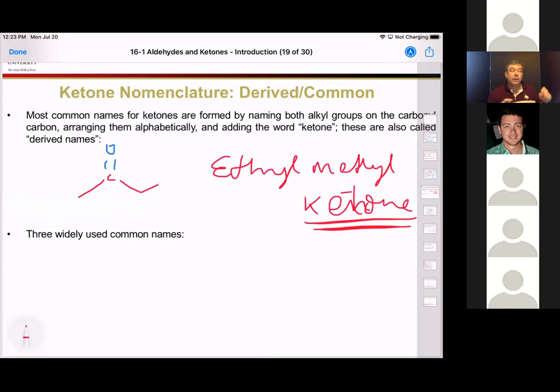Now, there's a few really common ones that we really need to use because almost nobody uses the IUPAC names for them. The first common one is something that is used a lot as a solvent, and it has 2 methyl groups on it. The IUPAC name would be propanone because it has 1, 2, 3 carbons in the chain here, but it's commonly known as acetone.